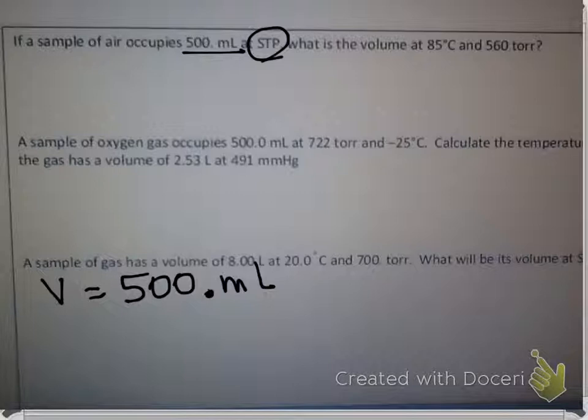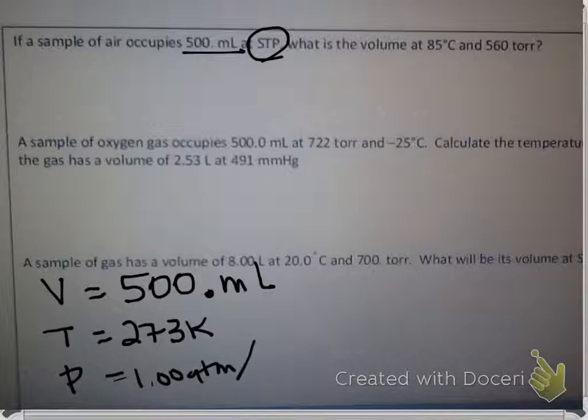Standard temperature and pressure. If we are given STP, we're actually given the temperature and the pressure of that gas. At standard, the temperature is 273 Kelvin, and we always need the Kelvin. What is the pressure? The pressure is 1 atm, which is also the same thing as 760 torr. So it can be given in different units.